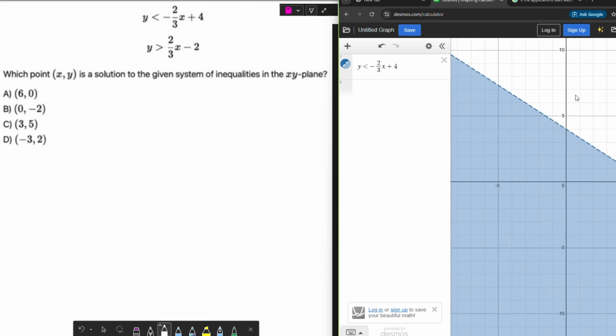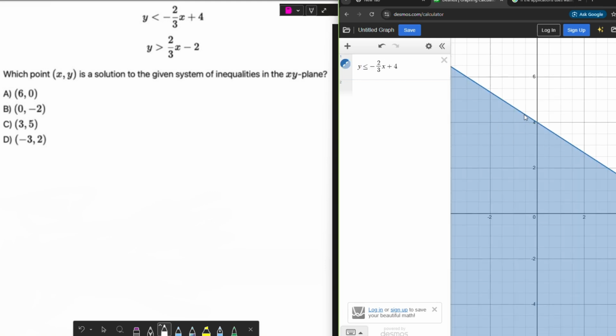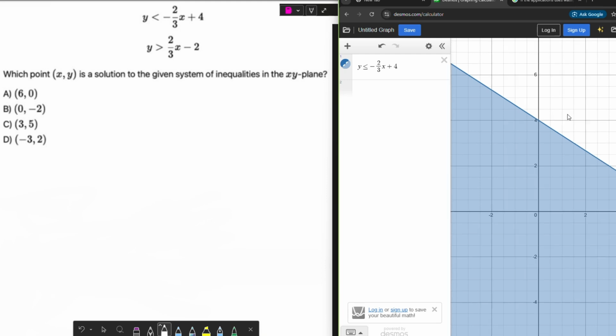But the thing that we need to be careful about is, in this case, we have these dashes, right? So 0 and 4 are not our solution. We cannot take that as a solution. But what if we had this sign right here? In this case, those dashes turn into a straight line. That's why I can say that 0 and 4 will in fact be my solution.